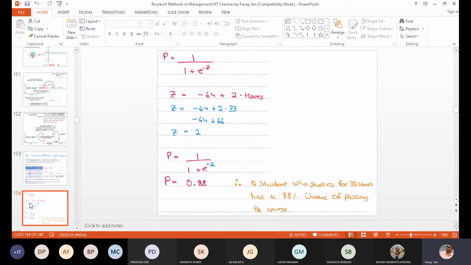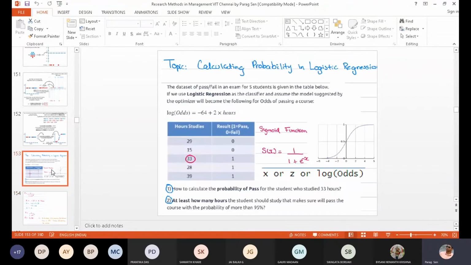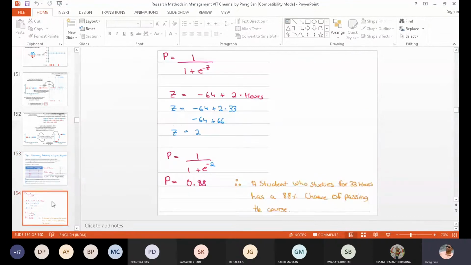Okay, hours studied. So you put these values and you will get the value of 2. Now this value of 2 you put here. If you put this value, then you will get the probability 0.88. So a student who studies for 33 hours has an 88% chance of passing the course.